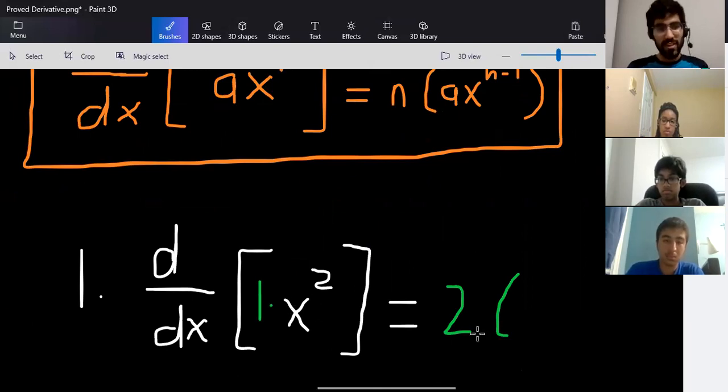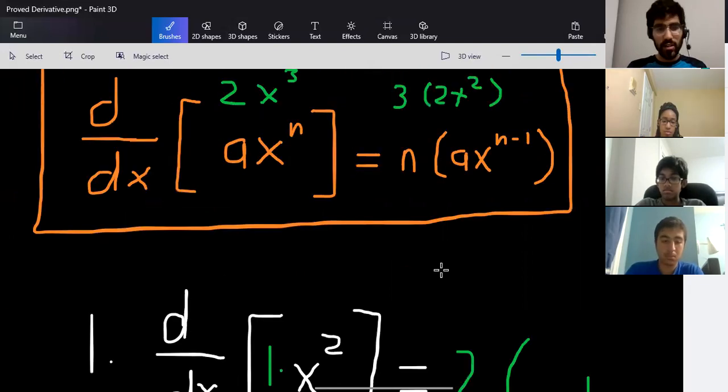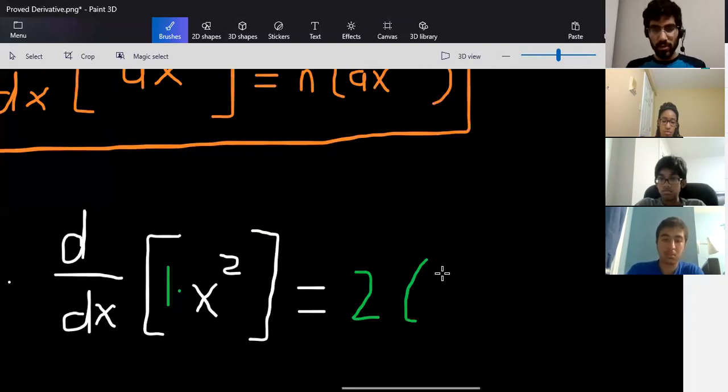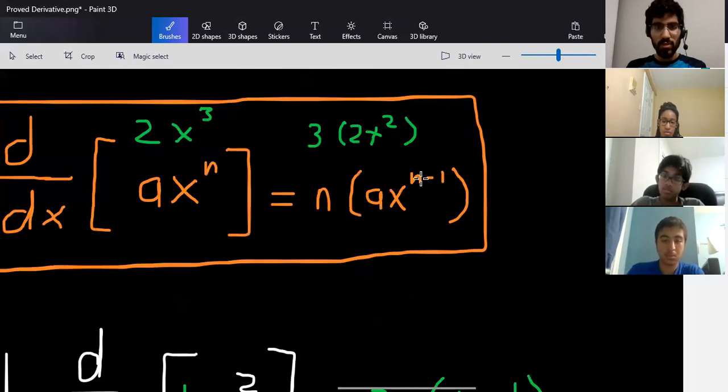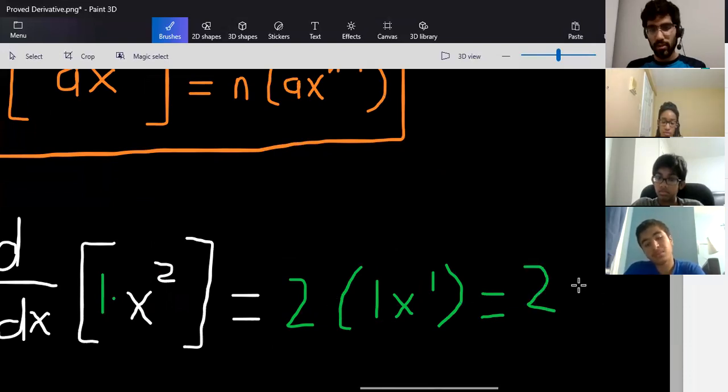You see how that's still the same? So it's like 2 times 1. The reason I add that is because 1 is the a in this case. 2 times 1 times x, and before it was squared, now it's just x to the 1, because we reduced the exponent by 1. Making sense? So 2 times 1, x to the 1. x to the 1 is just x. So it's just 2x. That's the derivative.